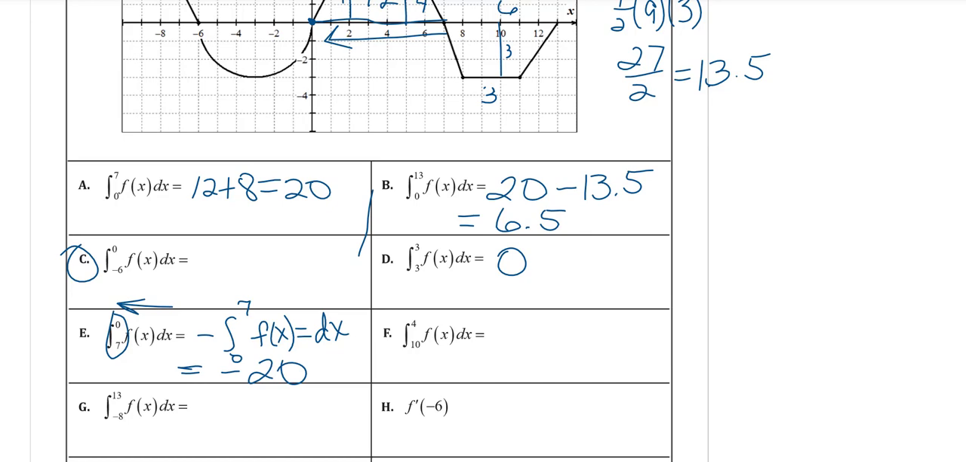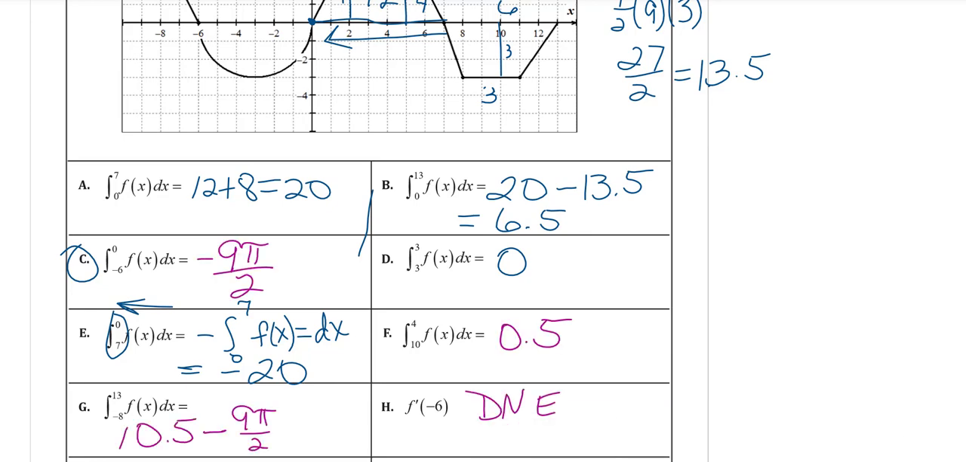All right, I am going to pause the video here for a second and let you guys do letters C, F, G, and H. Okay, hopefully you paused the video and took the time to figure those out. Here are the answers to C, F, G, and H. And in case you're wondering why H does not exist, if you look at -6 here, you actually have a cusp because you're going from a straight line to a curve. So you have like a corner there. So we are not going to have a derivative there.